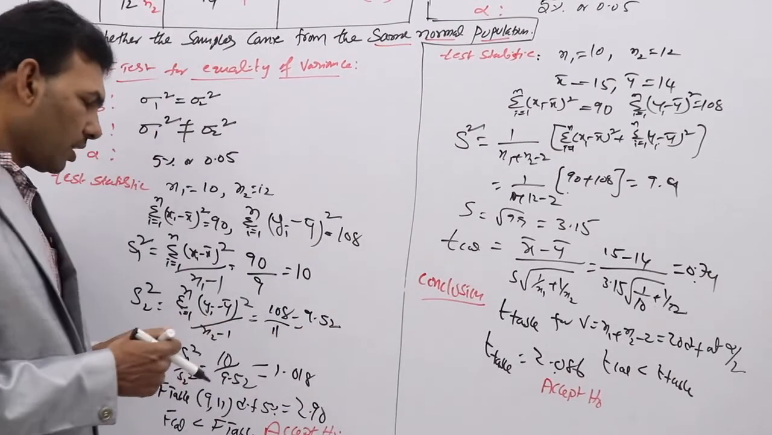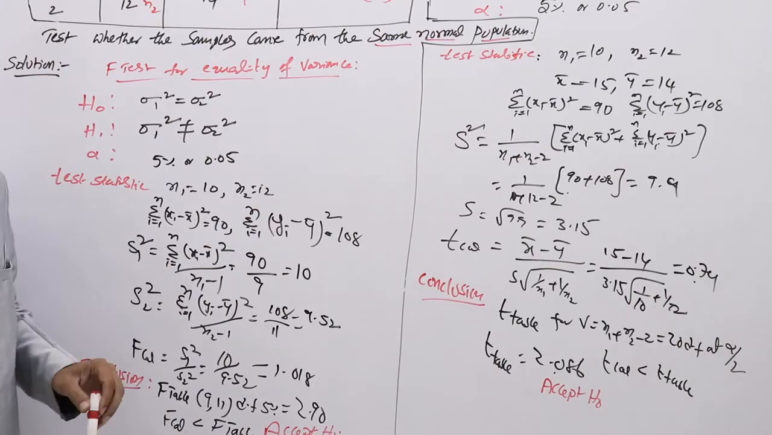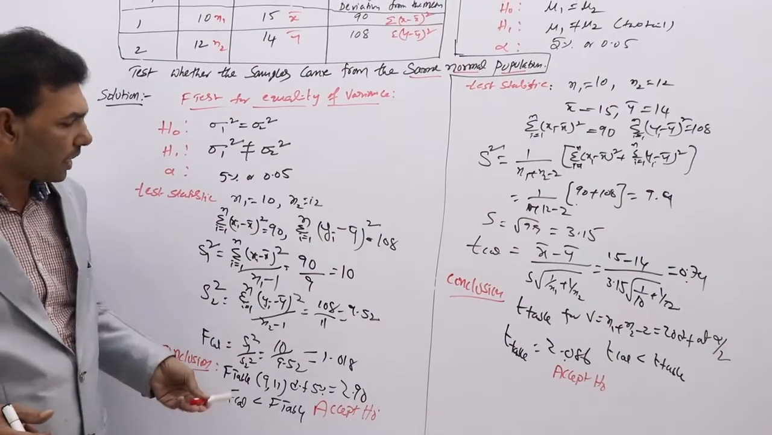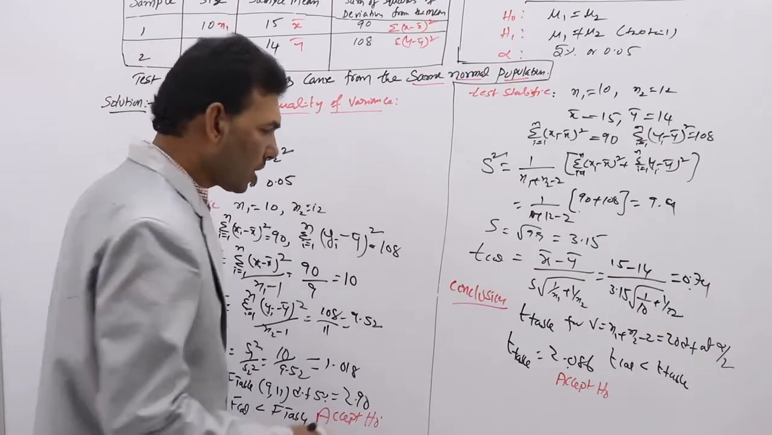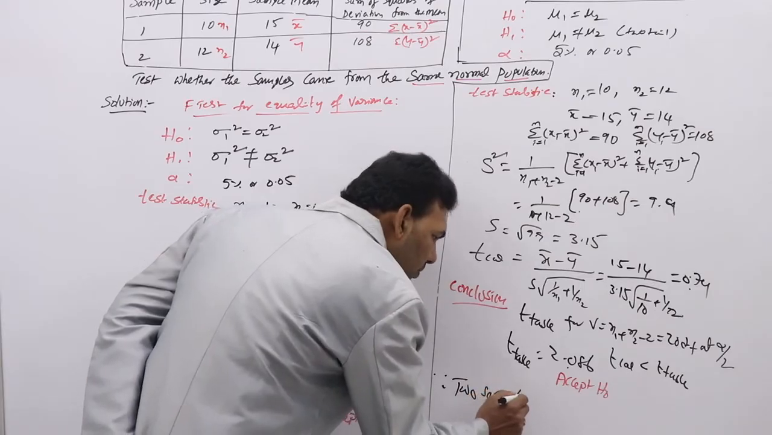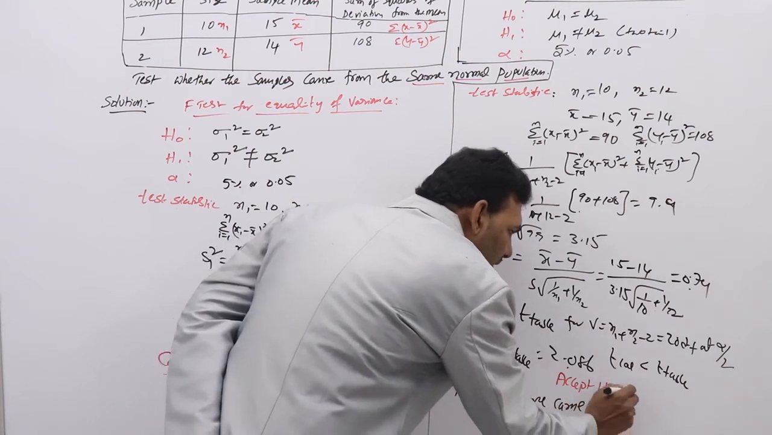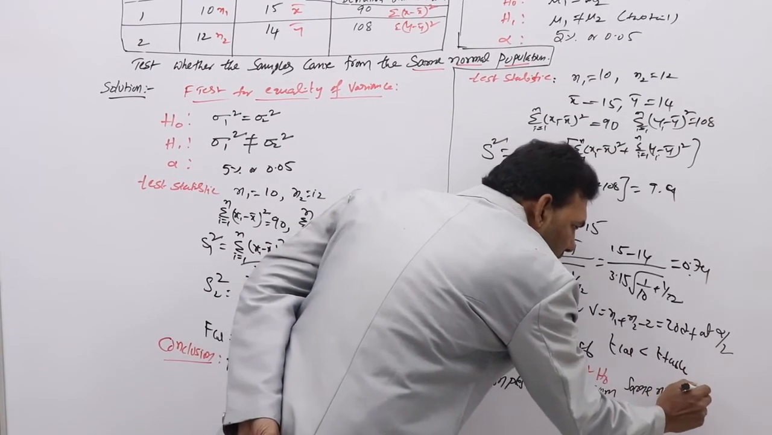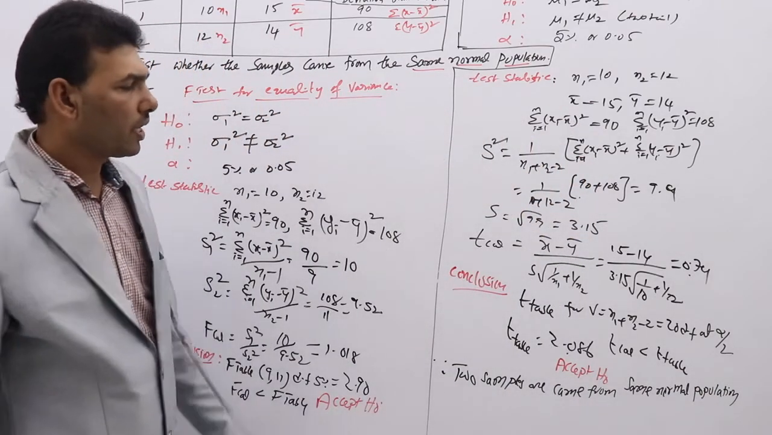So if you get accept H0 in both the cases, then we can conclude the two samples came from the same normal population. If you get accept H0 here, you also have to get accept H0 here. Therefore, the two samples came from the same normal population. Okay, that is our conclusion.